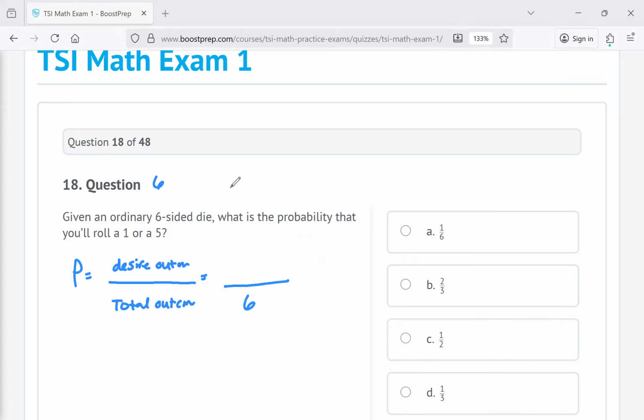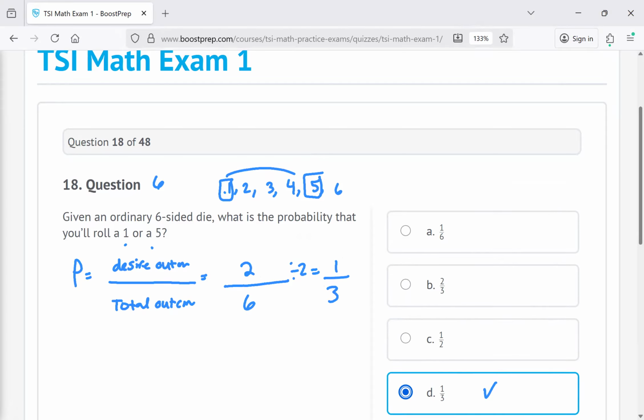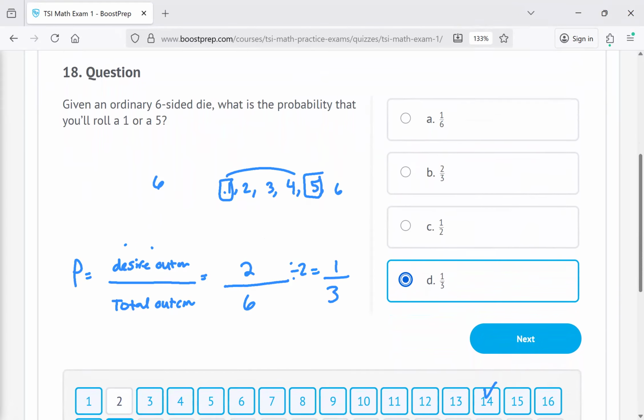Now, what about the desired outcomes? Imagine you have a die with a 1 side, a 2 side, a 3 side, 4, 5, 6. What is the probability that you'll hit only 1 or 5? Well, here's 1, so that's one chance. And then 5 is another chance. So add these two: one chance of getting 1 and another chance of getting 5, so that's a total of 2. So your probability is 2 out of 6, which can be reduced by 2 to 1/3.